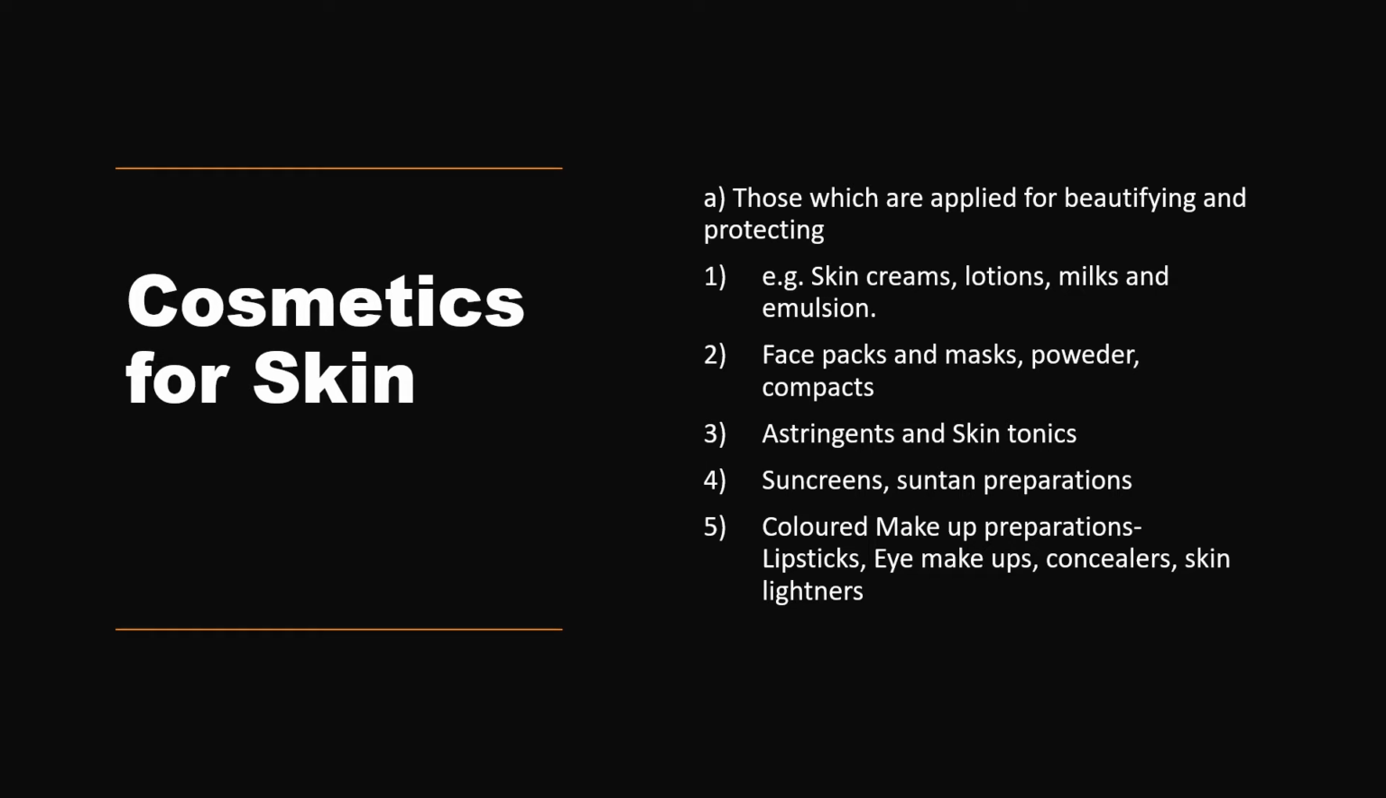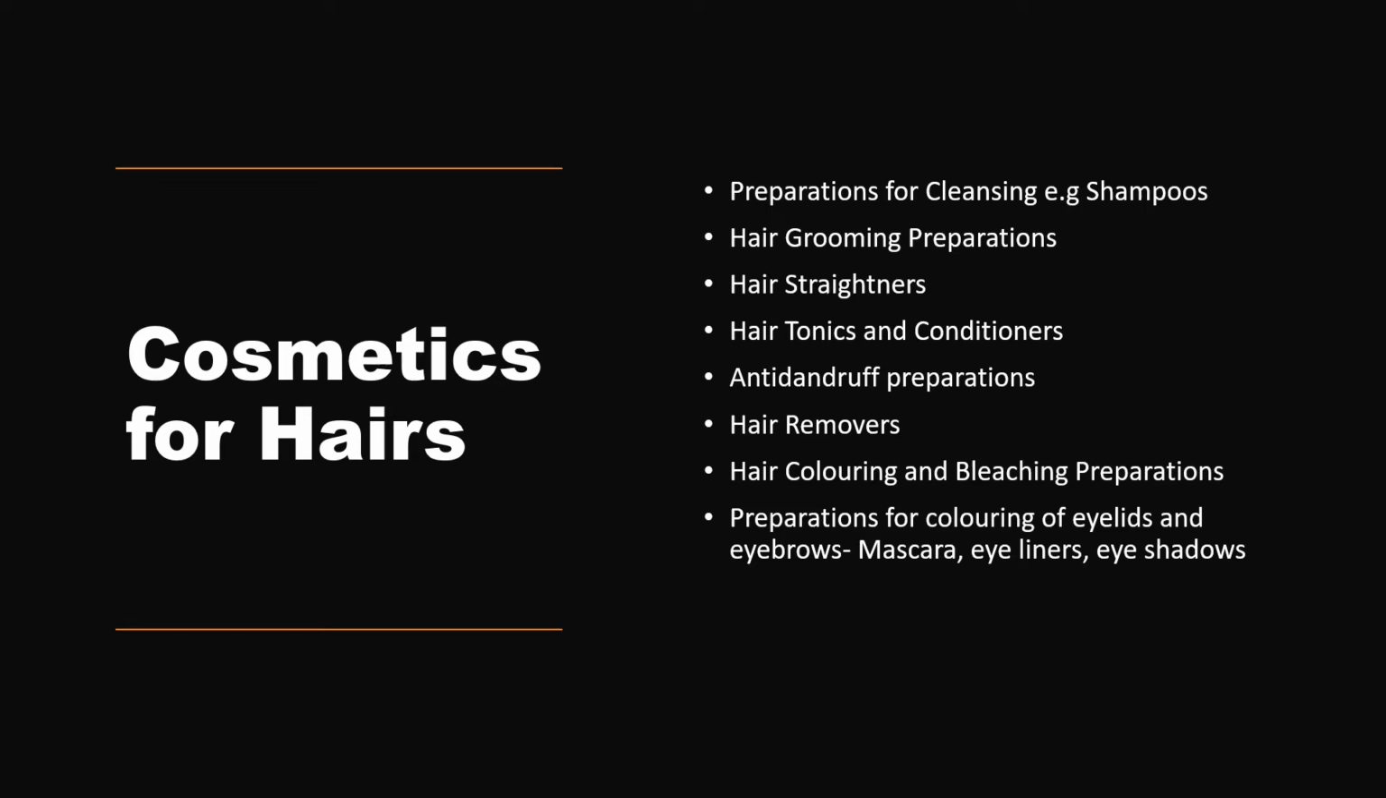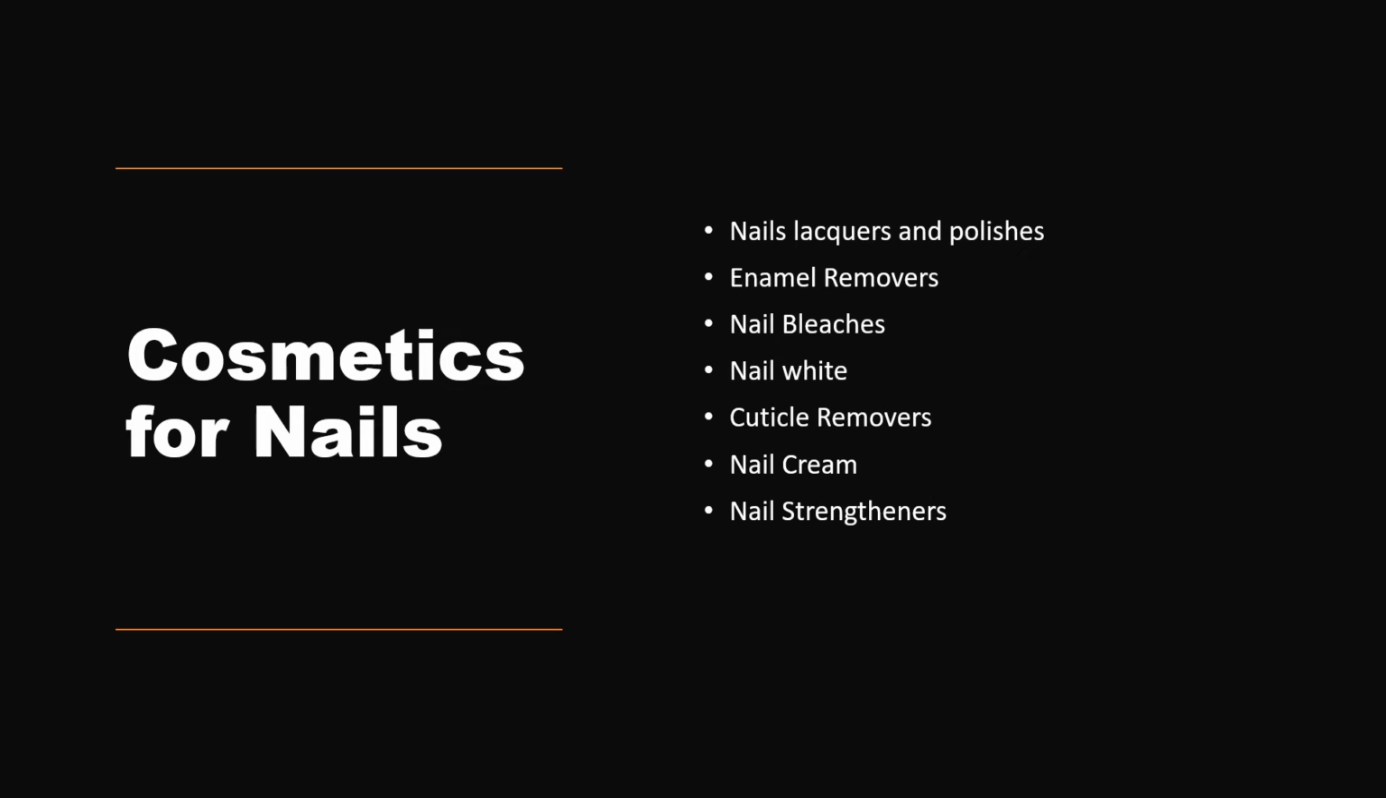Then when we talk about cosmetic products used on hair, for example, for cleaning purposes, shampoos, or for hair grooming purposes, various types of gel preparations, hair straightener products, hair tonics and hair conditioners. Then various types of anti-dandruff preparations, hair remover creams, depilatories, hair coloring and bleaching products. And we also use mascara on eyebrows, eyeliners, and eyeshadows. All these types of products, depending on the area they are applied to, can be classified into one zone.